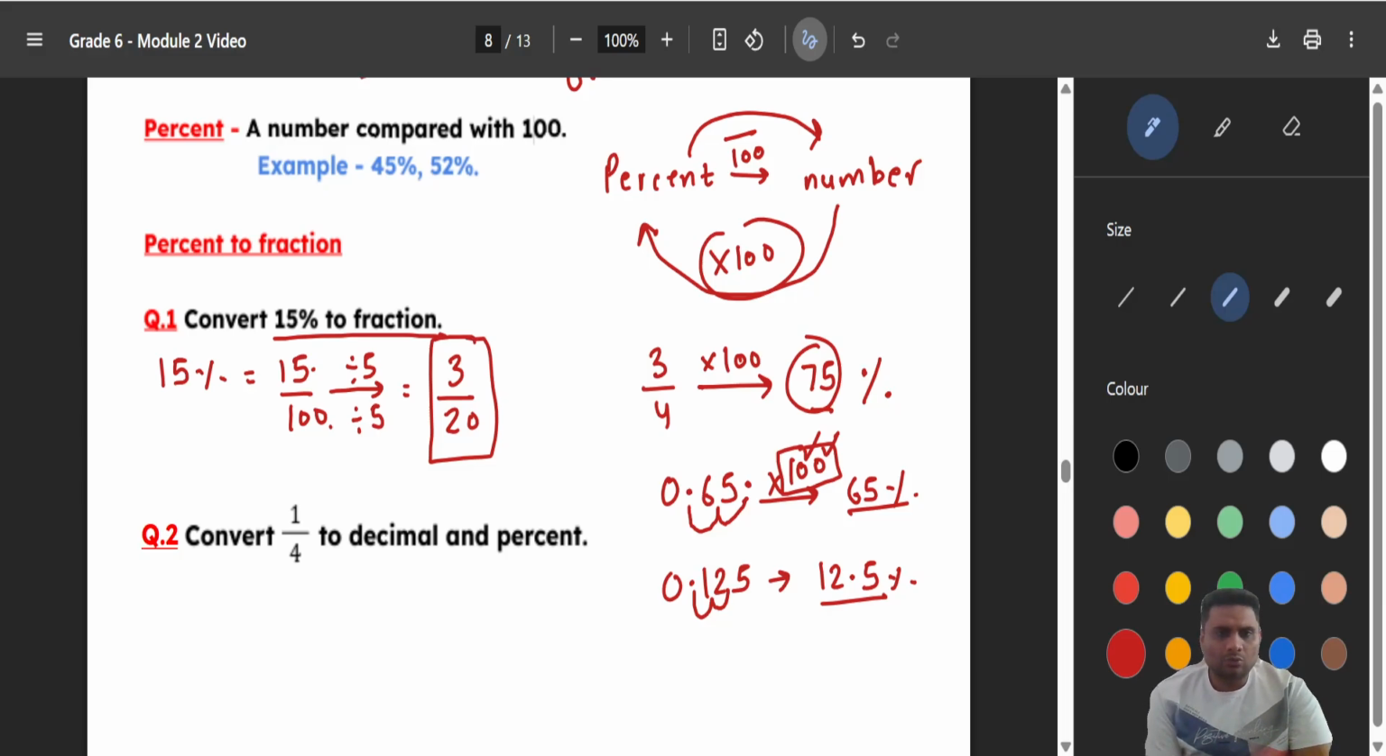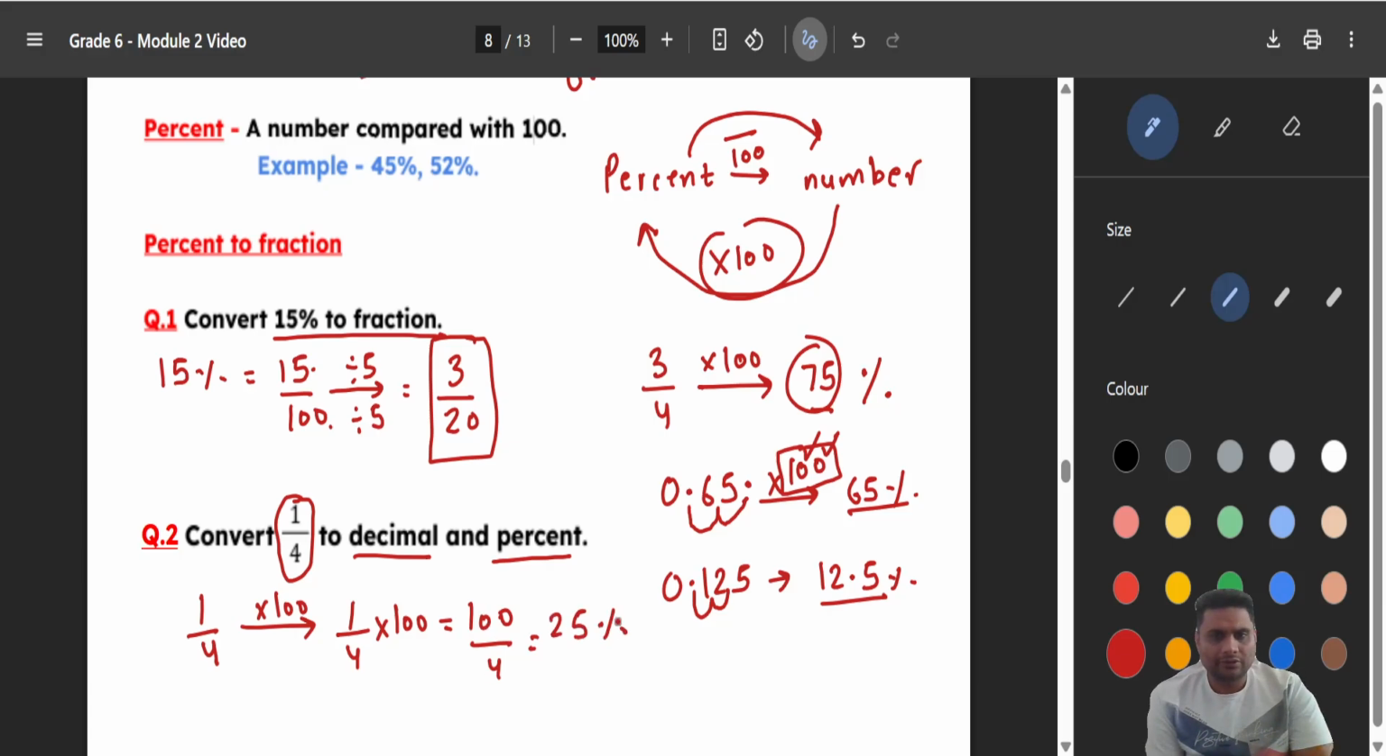Next question. Convert 1 over 4. Now what is 1 over 4? 1 over 4 is a fraction. So we have to convert the fraction into decimal as well as percent. So let us convert it into percent first. I told you you will do what? Multiply by 100, correct? So 1 over 4 multiplied by 100 means 100 over 4, which means 100 taqsim 4, 25%. So this is how much? 25%.